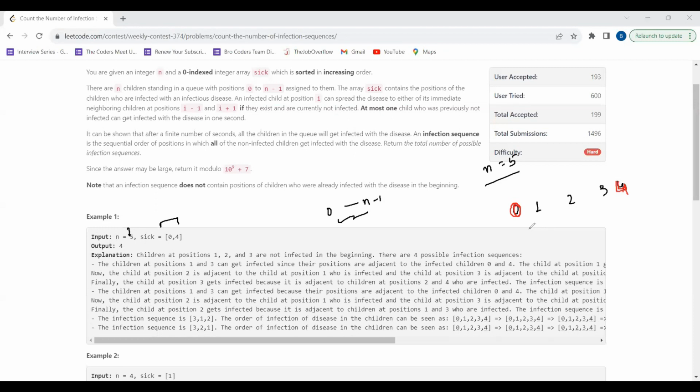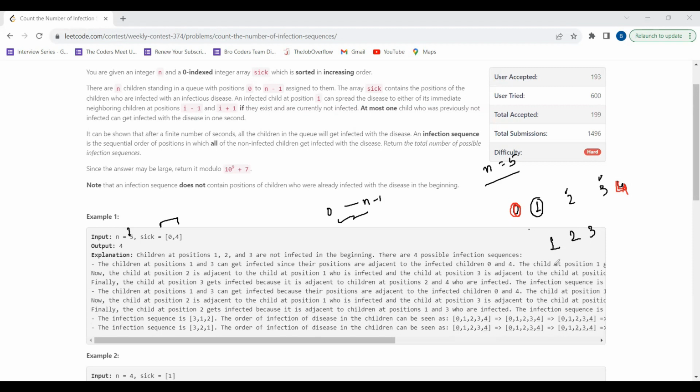After 0, 1 gets infected. Now 1 is also infected. Now after 1, either 2 can get infected or 3 can get infected. Suppose 2 gets infected. Now after 2, only 3 can get infected. So this is one possible sequence.